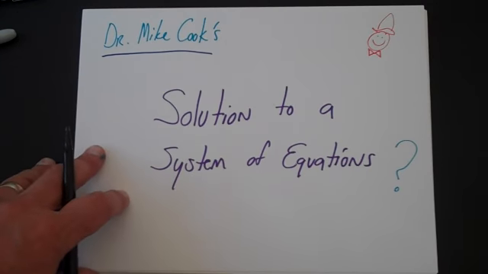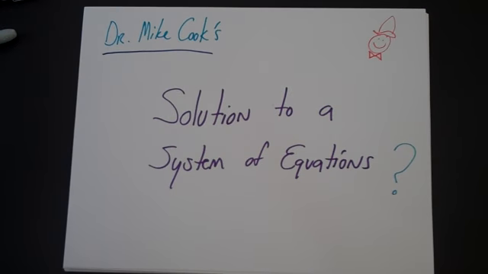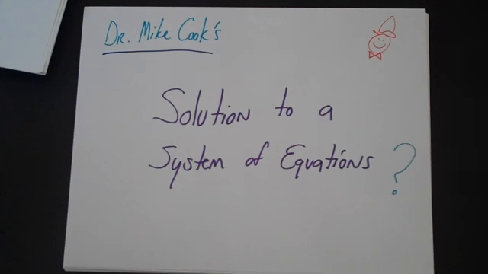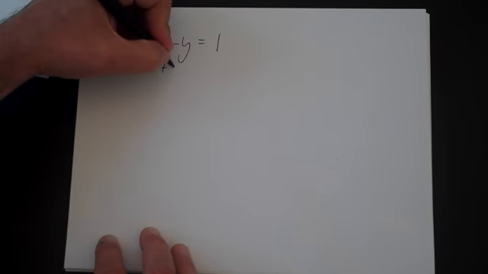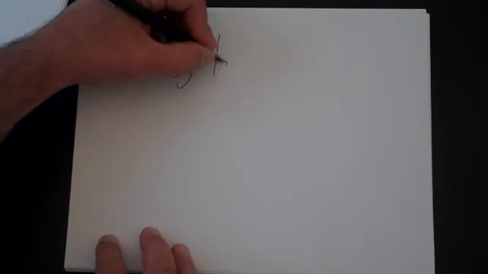Now let's look at the question of whether a point is a solution to a system of linear equations. So let's start with the system of linear equations. As an example, let's do 3x minus y is equal to 1 and 2x plus 3y is equal to 19.